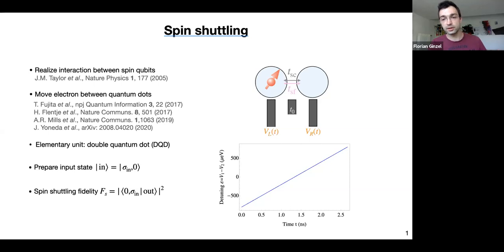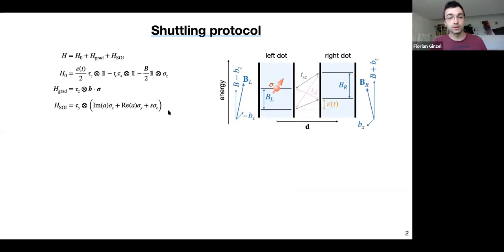And to compute that in our model, we include basic double dot ingredients such as the energy detuning between the left and the right dot, the tunneling between the two dots, and also the Zeeman splitting. And on top of that, we include a magnetic gradient. We have already learned in previous talks that this is quite a big issue and that this is of course there. And we also include spin-orbit interaction.